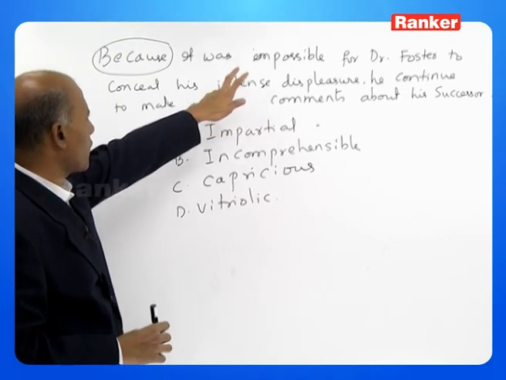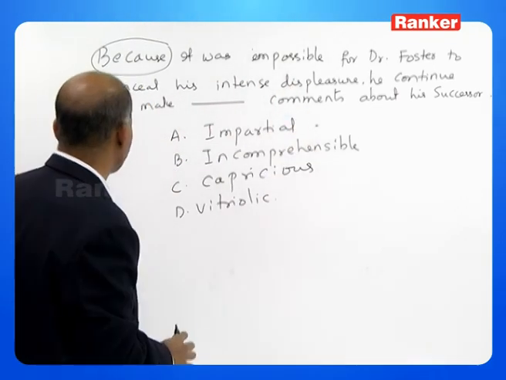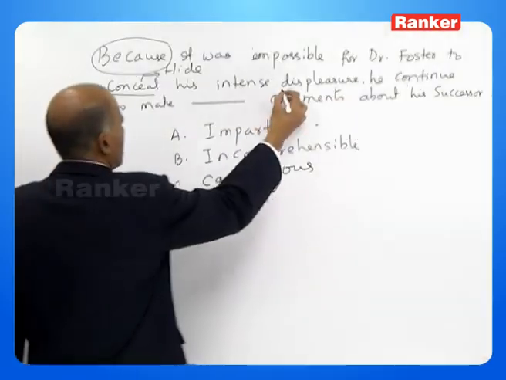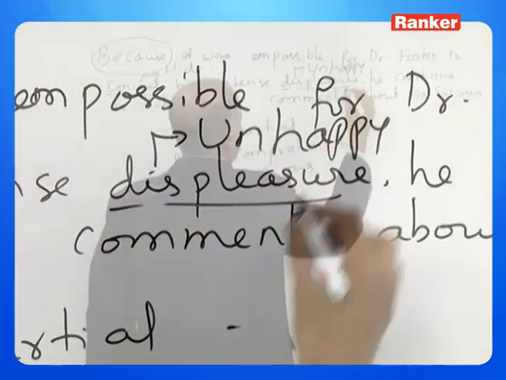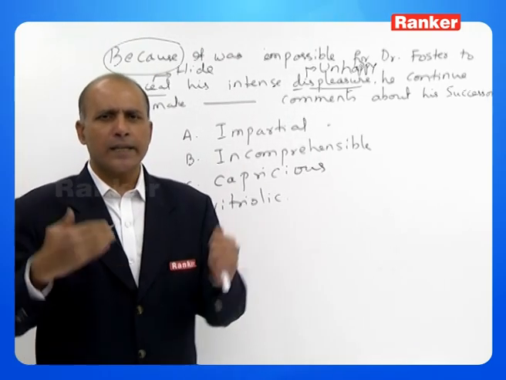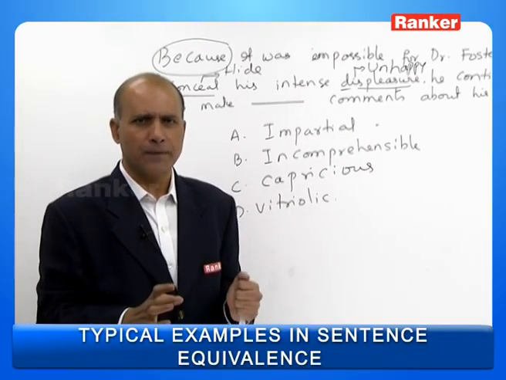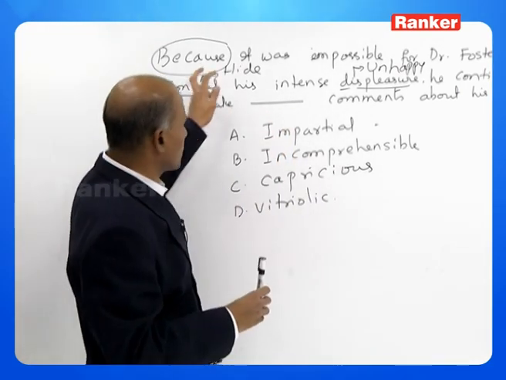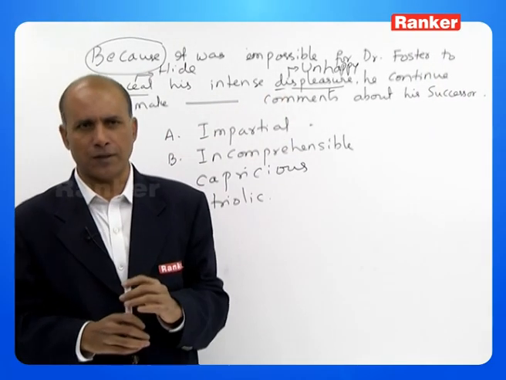Dr. Foster was finding it impossible to conceal his intense displeasure. What is conceal? Conceal is to hide. Displeasure. What is displeasure? Unhappiness. Dr. Foster could not hide his unhappiness. That means I am very unhappy with somebody and I could not hide also my unhappiness. Because that's why I continue to make dash comments about my successor.